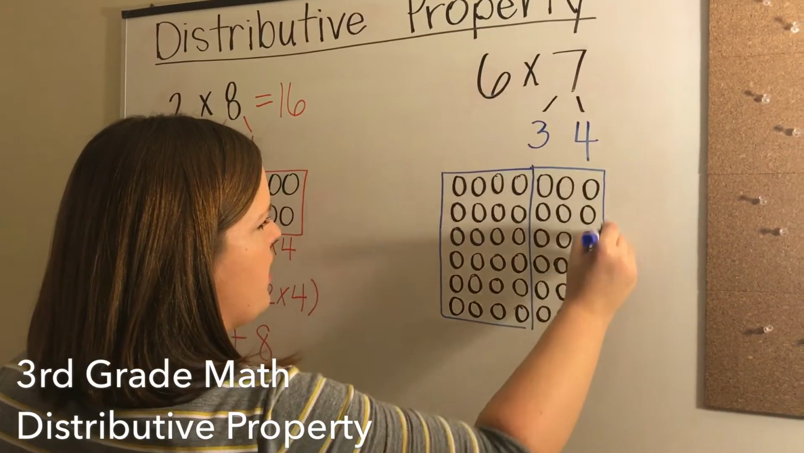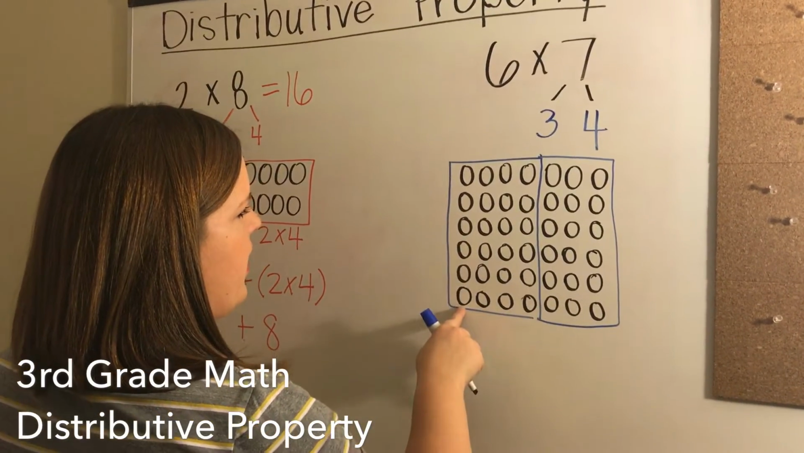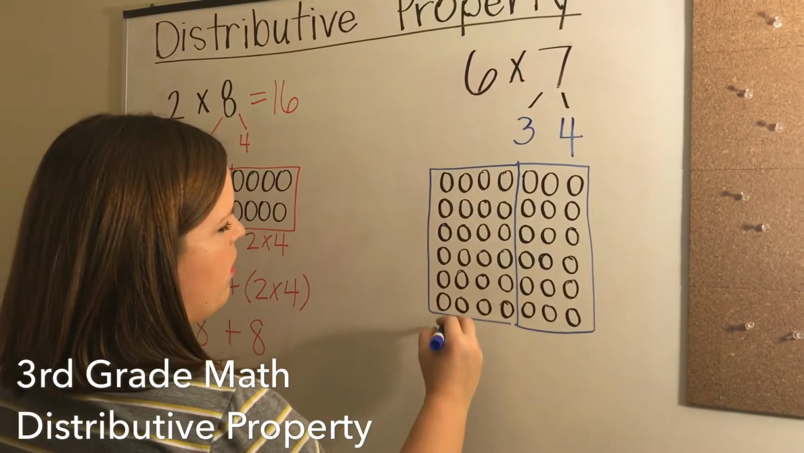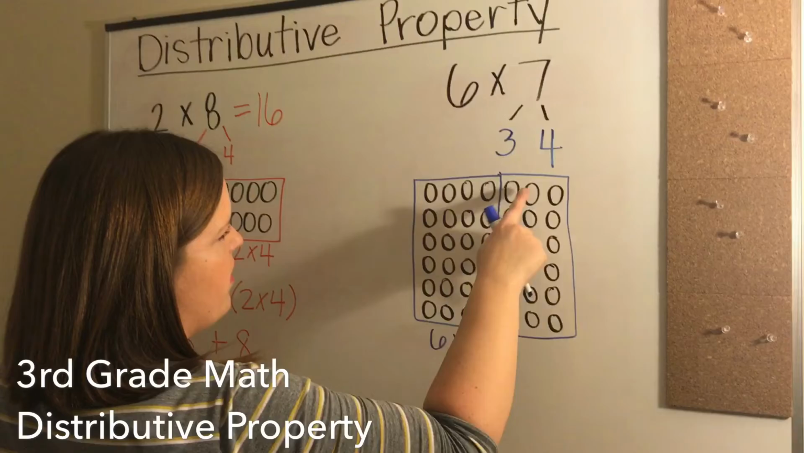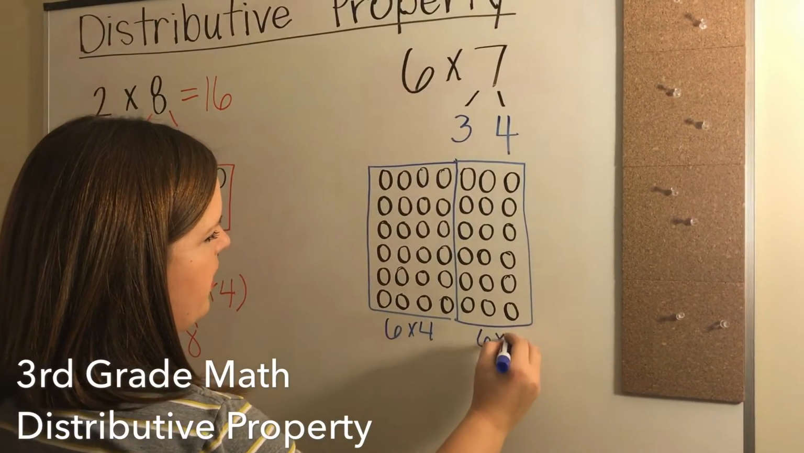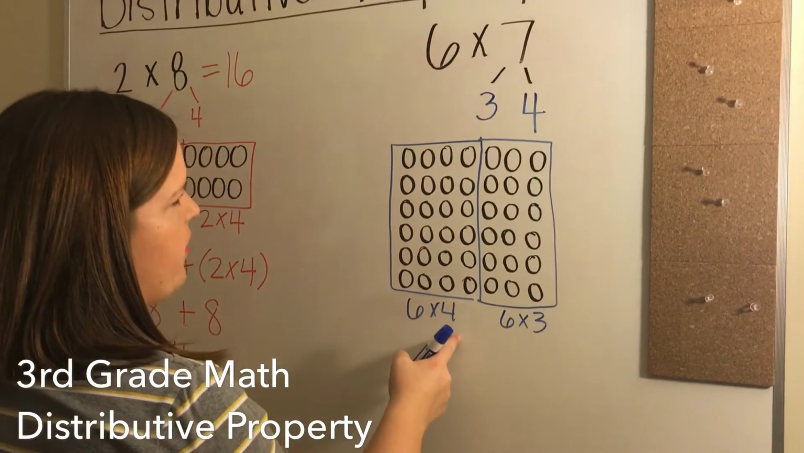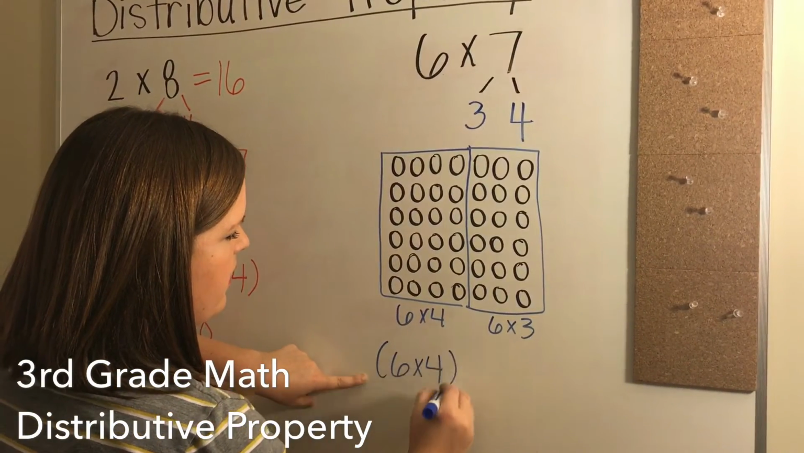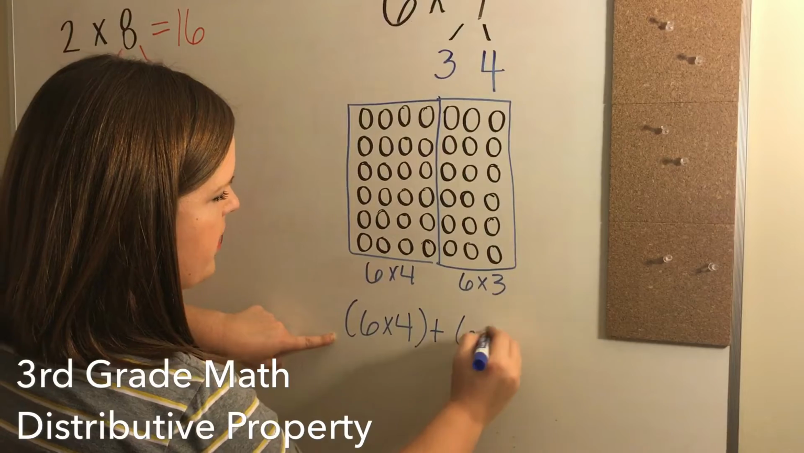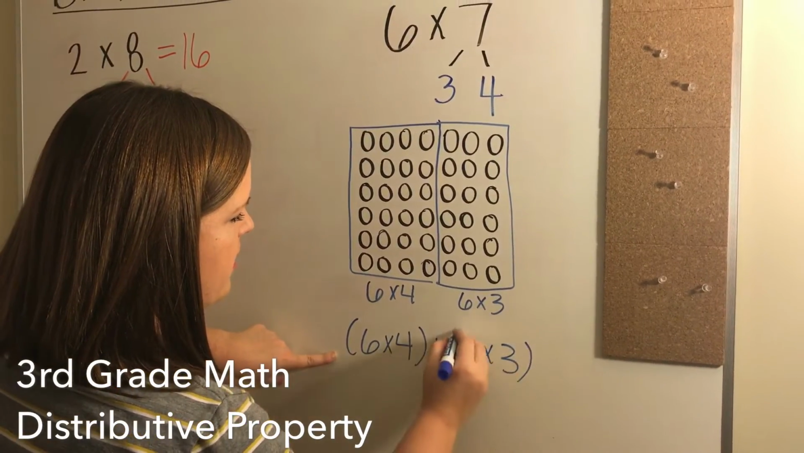So now I have, again, 2 smaller arrays. This array here is going to be 6 rows of 4, or 6 times 4. This array here is going to be 6 rows of 3, or 6 times 3. Okay, so we're going to rewrite 6 times 7 as 6 times 4 plus 6 times 3, and then solve those.